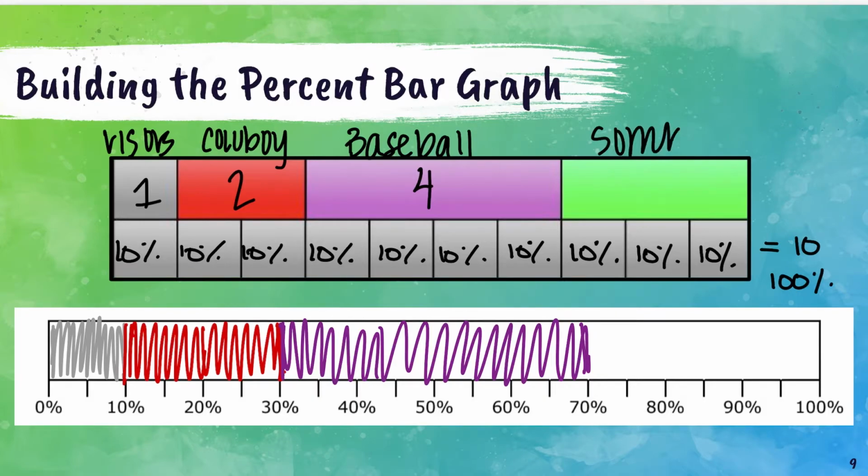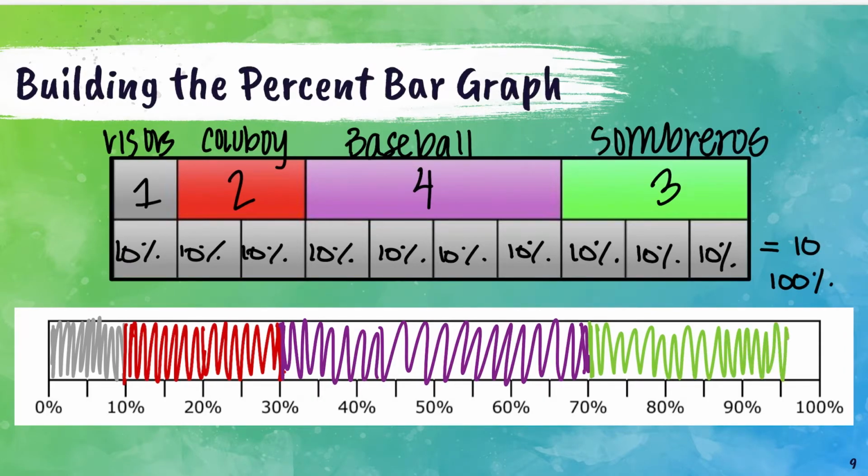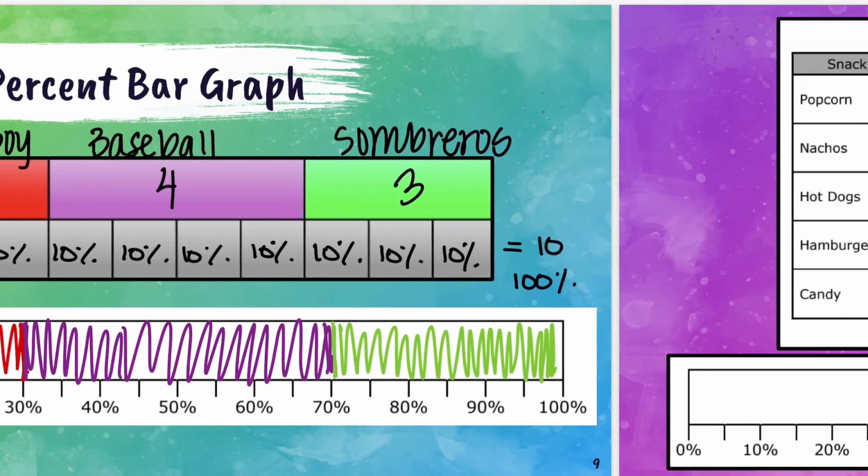And now lastly, we have our sombreros, which we had 3 of, so it represents 3 out of 10, which represents 30%. And notice, when I go to add on my 30%, I have to start at 70%. That additional 30% takes me all the way to 100%. Our percent bar graphs should never come out to something that is not 100%, because it's always going to represent our whole.